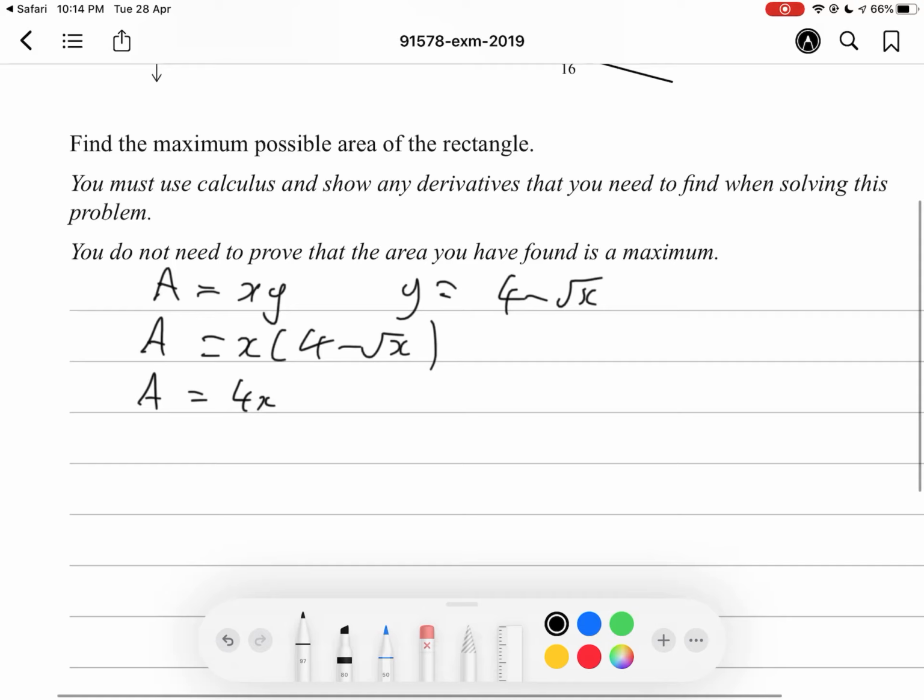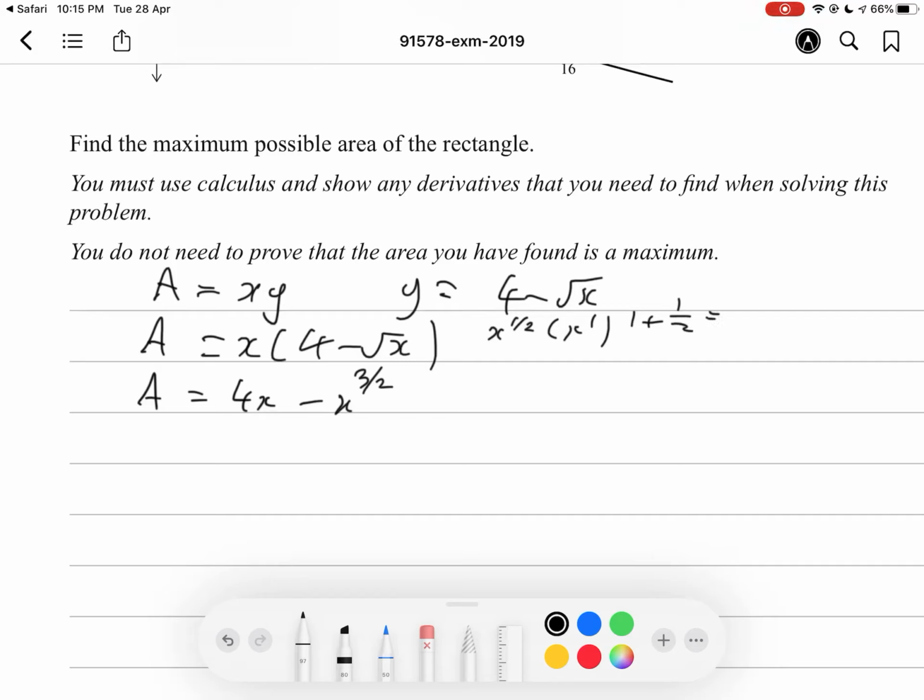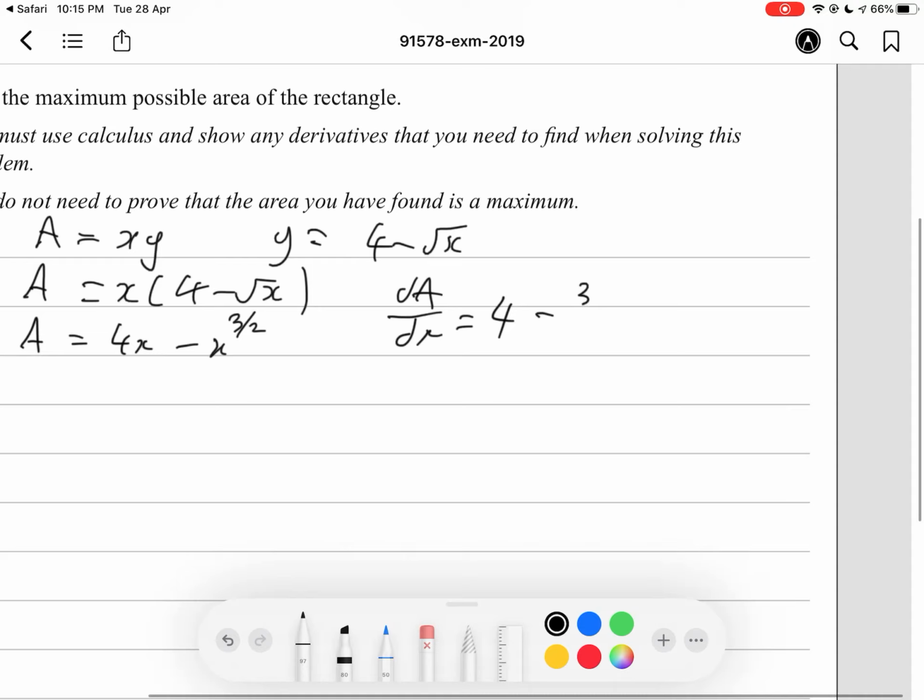If we simplify this, we get A equals 4x minus x to the power of 3 over 2, because the square root of x is x to the power of 1/2, so 1 plus 1/2 is equal to 3 over 2. So that's how we got that answer. That's our area. We can find the derivative: dA over dx equals 4 minus 3 over 2, taking the power down by 1, so square root of x.